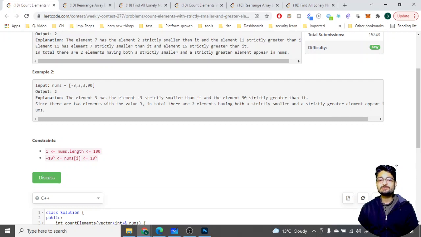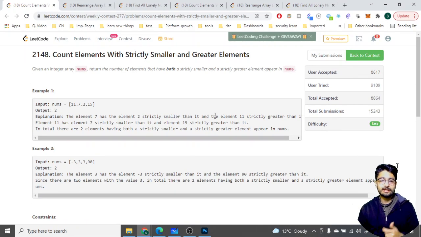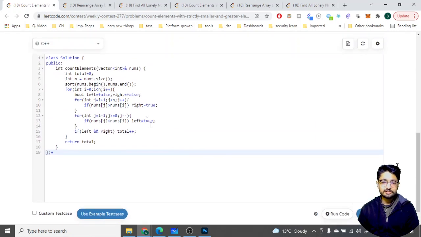What you could have also done is, you initially just sort the whole array, and after sorting, for every number you just have to check whether there's a number that is strictly greater than that on the right side and whether there's a number that is strictly smaller than that on the left side. If that appears, then that particular number is a valid number, and you have to just increment the count and print out how many numbers there actually are. That's the problem. So I directly take it down to the code part.